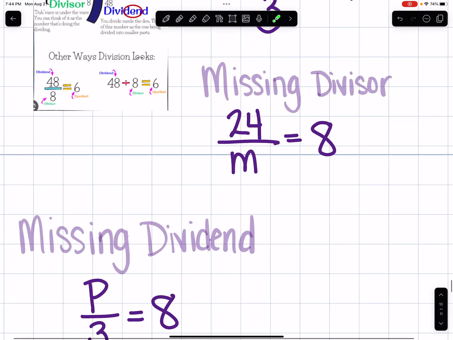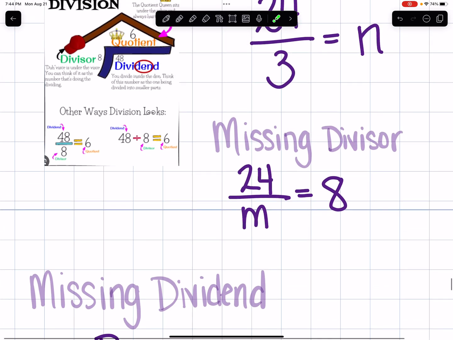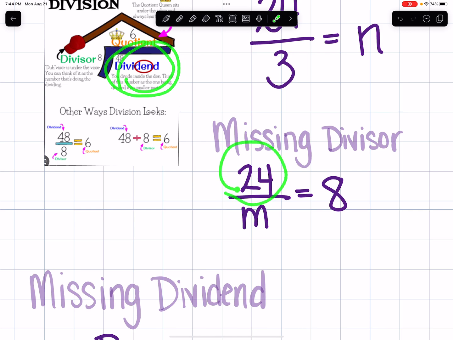What if you have a missing divisor? Remember what that number is. The divisor is the one wearing the visor cap. It's coming in, it's the one doing the dividing. When you have a missing divisor, what you're going to do is divide the dividend, that's this big number waiting to be divided, by the quotient, which is this answer. So 24 divided by 8, that's how you would find this m.